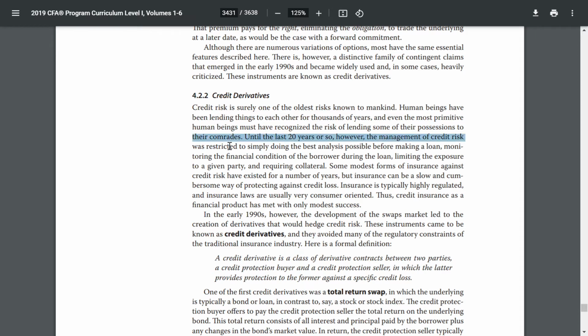That sounds awfully communist. Lending things, owning stuff, comrades, communism, Karl Marx.